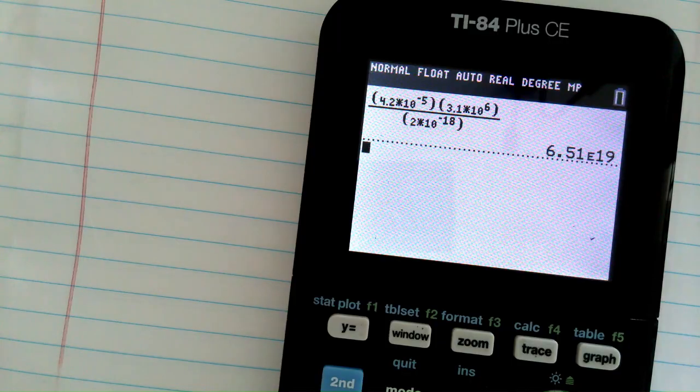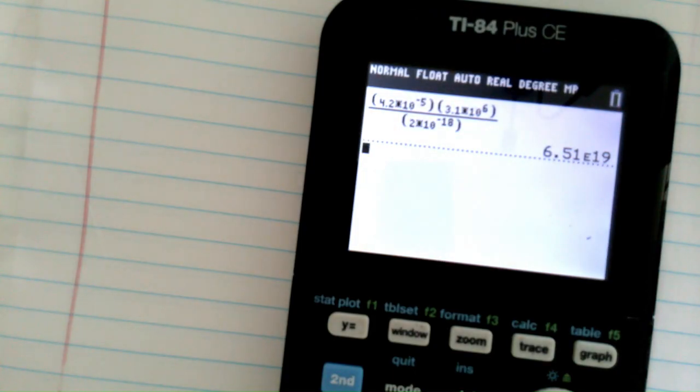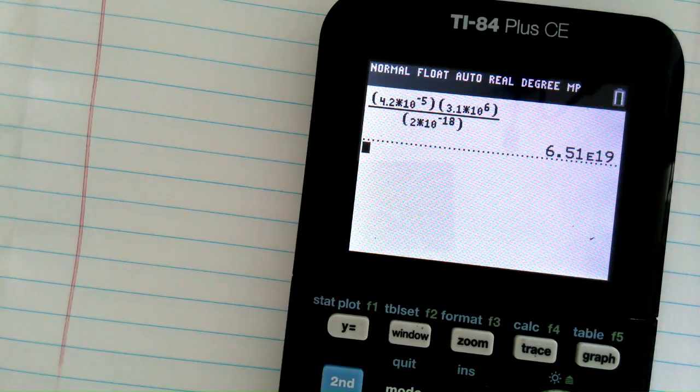Okay, so this 6.51 times 10 to the 19th is the same thing that we got. They just use an E. And could you use E when you're typing it in as well? You could, but you have to make sure that you know which E button to use, because lowercase e does not work the same. So I generally just prefer times 10.